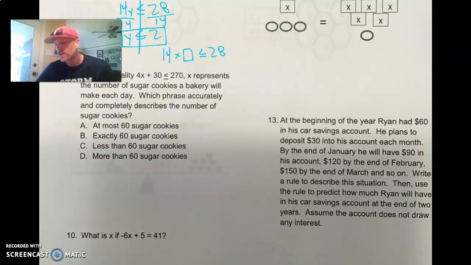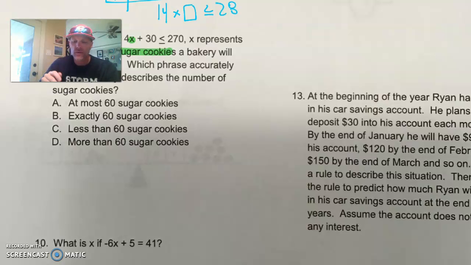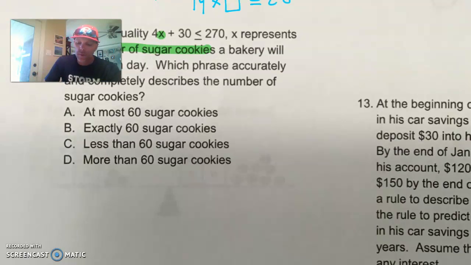In the inequality 4x plus 30 is less than or equal to 270, x represents the number of sugar cookies a bakery will make each day. What phrase accurately and completely describes the number of sugar cookies? X is the sugar cookies. So we got to find out what X is. I would do this in my head because I'm a kid, but I don't want to get any more punishment, so I'm going to write it down.